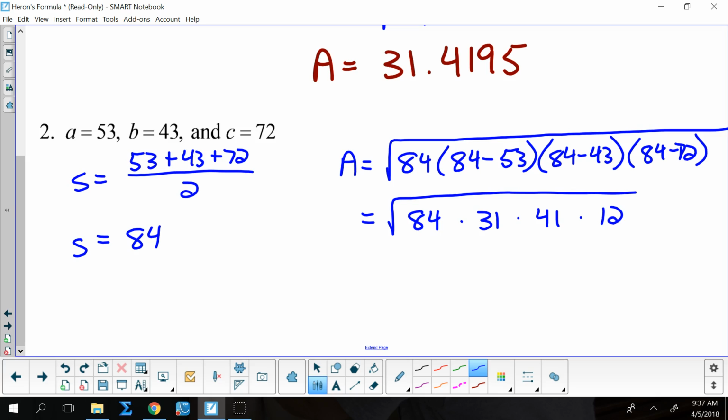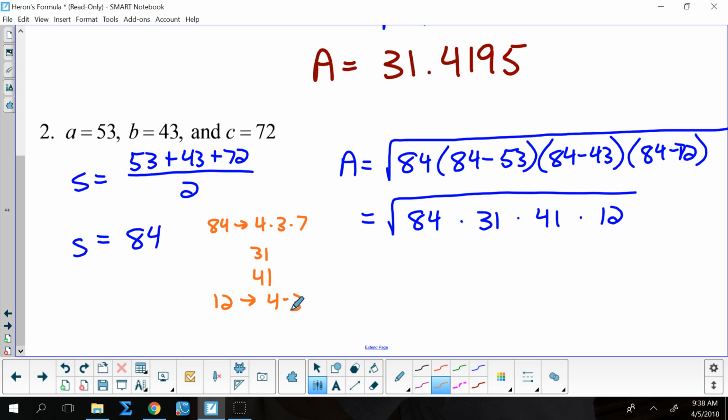Okay. So I'm just saying, if we were to be exact, we would want to leave it in radical form. So if I'm looking at 84, 84 is 4 times 3 times 7, right? 31 is just 31. 41 is just 41. And 12 is 4 times 3.